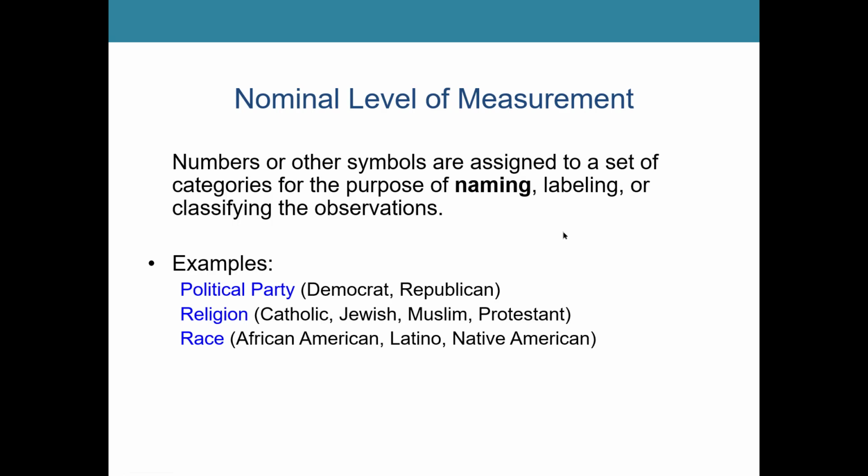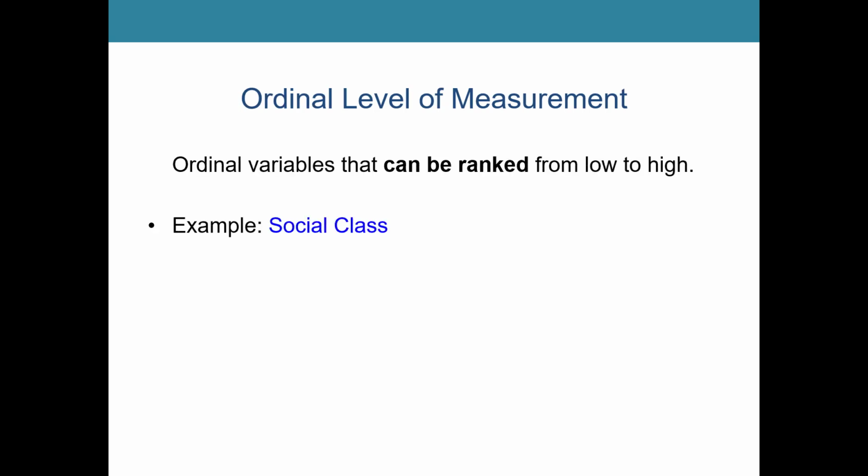Race is another example. African American, Latino, Native American, you can rearrange those. There is no order to race, and any order works. The next one actually does matter. This level of measurement is called ordinal, and it's a ranking from high to low. So for example, social class. Social class is an ordering. It goes from working class to middle class to upper class. And you really shouldn't rearrange that order because you're talking about from less money to more money.